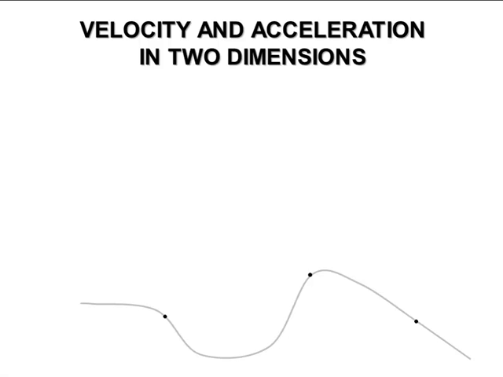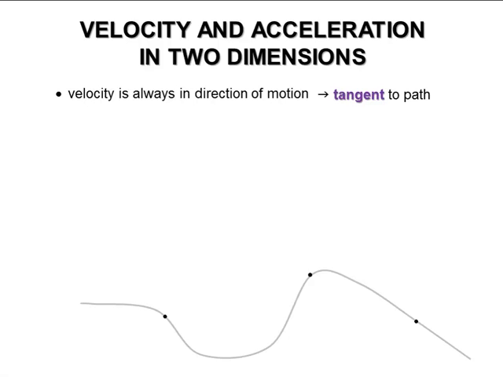So at the bottom of the slide here, we have the path followed by a particle. So this might be an overhead view of a road, and the three black dots represent a car, for example, at three different moments in time as it drives along the road. So the first thing in two dimensions to know is that the velocity is always going to be in the direction of motion. And so that means it has to be tangent to the path.